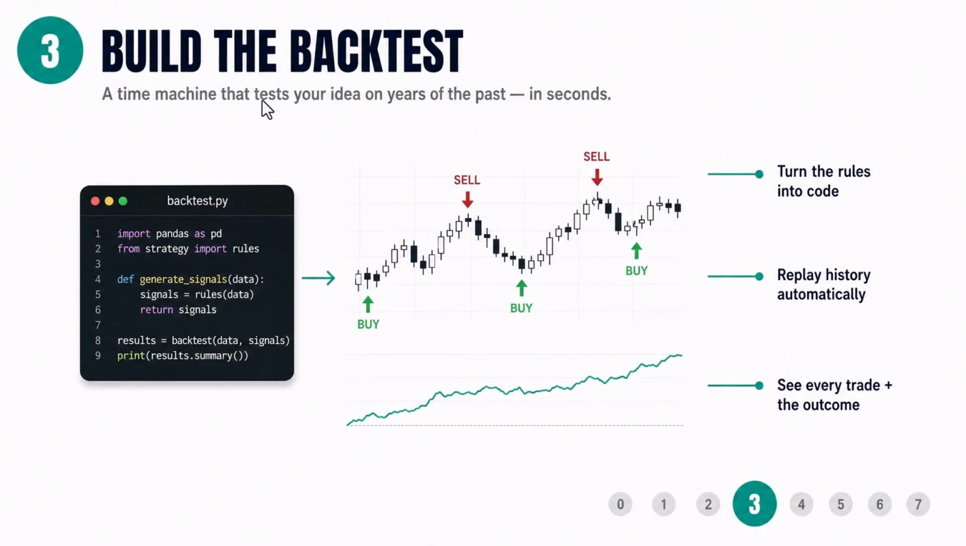Phase 3 is building the backtest, and this is what we're gonna feed the data on. So building the backtest is simply testing the idea on years of the past, right, in just seconds, realistically minutes. So basically we're gonna turn that idea that we got from phase 1 into code. Again, you're not gonna do that. Claude is gonna do that for you, right? And then we're gonna replay history automatically. So we're gonna feed it the data that we got from phase 2. And then we're gonna see the outcomes, the equity curve.